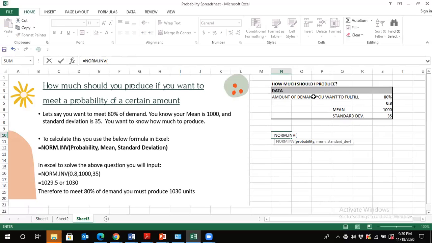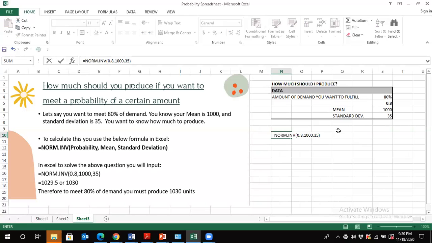So remember, the amount that I want to fulfill is 0.8, so I'm going to put in 0.8, and then you have to put in the mean. And the mean we have been given in the question, that's 1000. And finally, I need to put in the standard deviation. And again, I have that value from the question. So I'm just going to put that in, 35. I'm going to close the bracket.